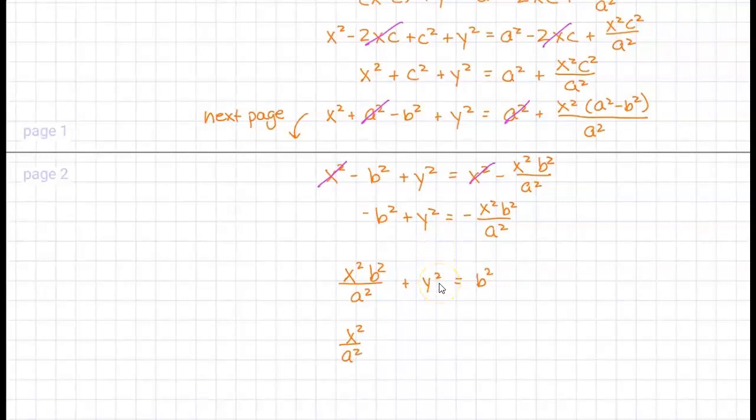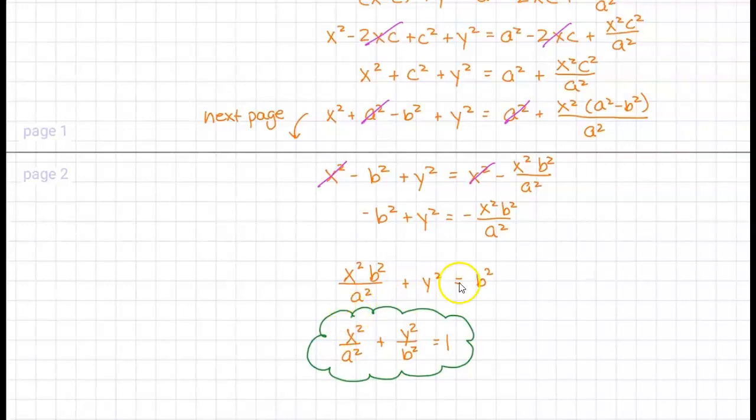Divide this term by b squared. And then if I divide this term by b squared, I get 1. Whew! And that's it. That's a much nicer formula, and that's our standard form for an ellipse. Okay. So now let's go ahead and just look at some parts of an ellipse, but I'm going to summarize this more on the next video.